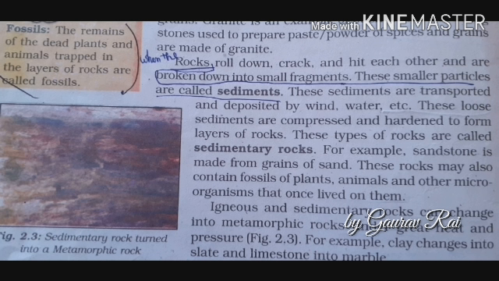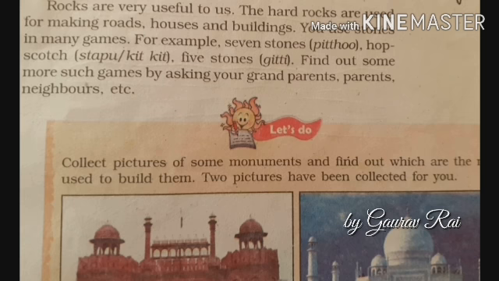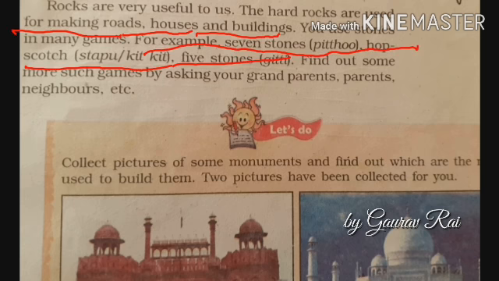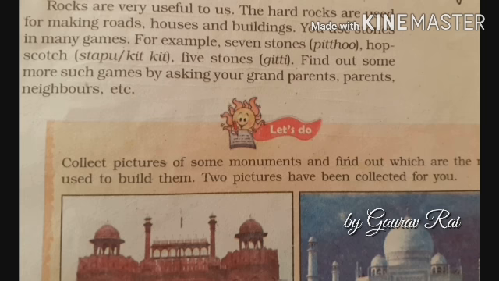Rocks are very useful to us. The hard rocks are used for making roads, houses and buildings. You use stones in many games. For example, 7 stones, pittu, hopscotch, 5 stones, gitti, fine. So rocks are very useful for us. The rocks are used for making roads, houses, buildings, and children also use them to play games: 7 stones, pittu, hopscotch, and 5 stones gitti, which you have seen in the village area especially.